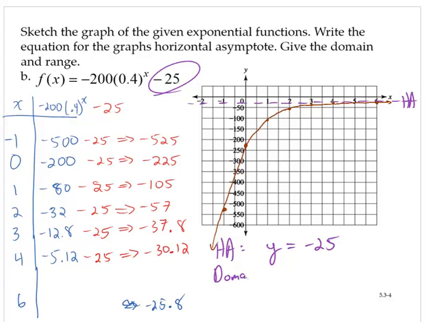Domain is again all real numbers. Range, we would define the range in this case as y is less than negative 25. Notice how the asymptote and the range are related.